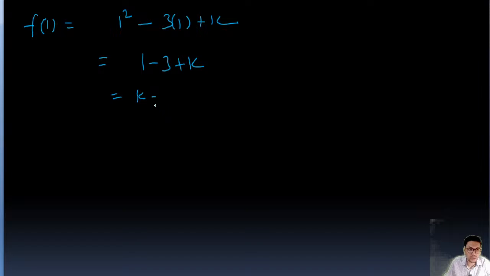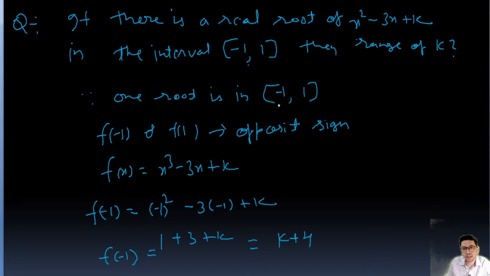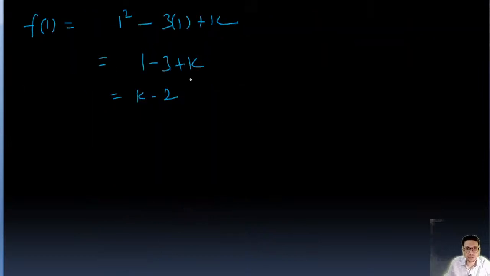Okay, we have to find the range of k. Because we know that if a root exists between this interval, then f(-1) and f(1) must be of opposite sign. This sign must be different. So now we'll take two conditions, two cases.